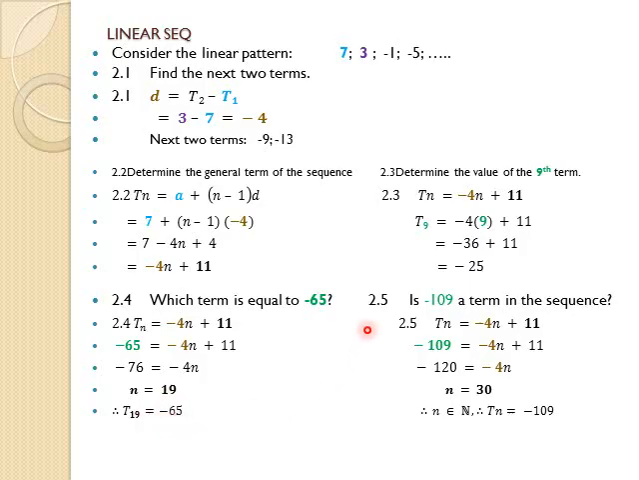Right, and the last question here for the second one, is 109 a term in the sequence? So again, in the place of Tn, I place negative 109, minus 4n plus 11. If I take positive 11 over, it becomes negative 11. Negative 11, negative 109 gives me negative 120 equals minus 4n, divided by negative 4, n equals 30. So as long as n is an element of natural numbers, then it is a term in the sequence.